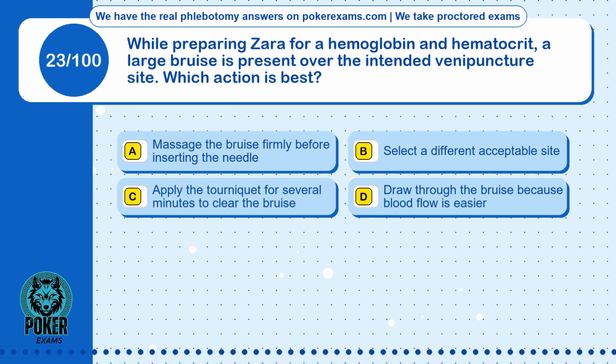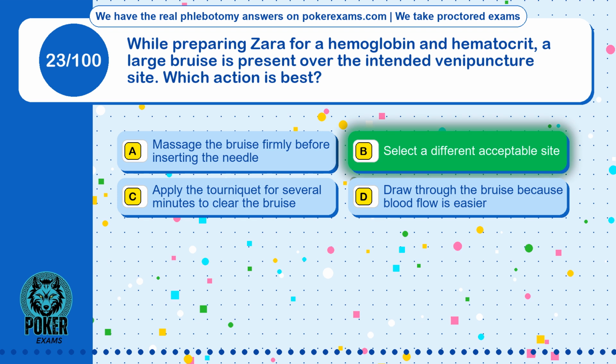Question 23. While preparing Zara for a hemoglobin and hematocrit, a large bruise is present over the intended venipuncture site. Which action is best? Option A. Massage the bruise firmly before inserting the needle. Option B. Select a different acceptable site. Option C. Apply the tourniquet for several minutes to clear the bruise. Option D. Draw through the bruise because blood flow is easier.